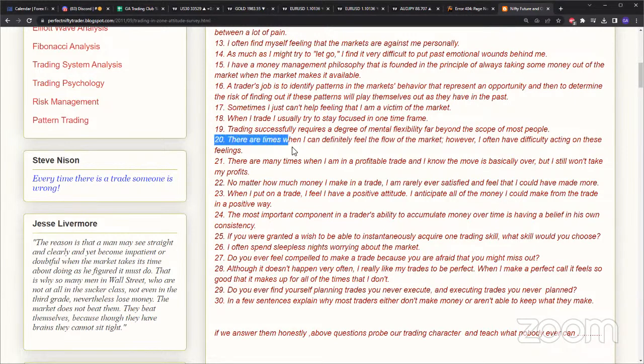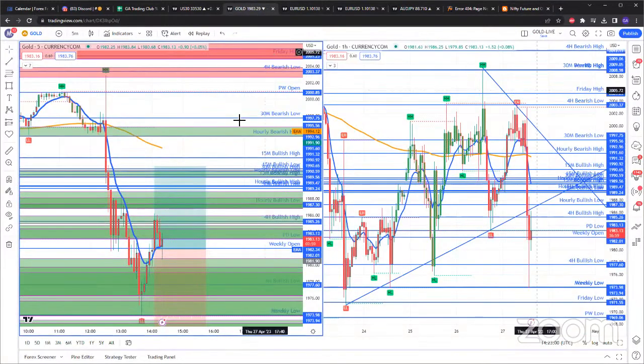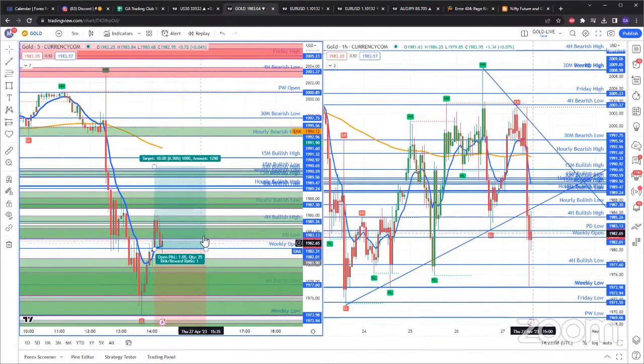Number 20, there are times when I can definitely feel the flow of the market. However, I often have difficulty acting on these feelings. So this is fear of jumping in, right? The way to deal with this is backtests. Right now we have a lot of strategies. How frequently have these strategies worked out? That's how, personally, I'm able to hold this gold trade, because I know this reversal strategy has worked out heavily in the past. So set a TP, set a stop loss.